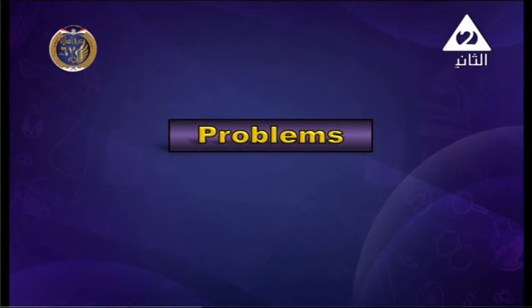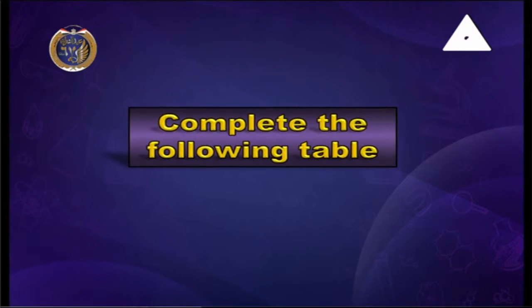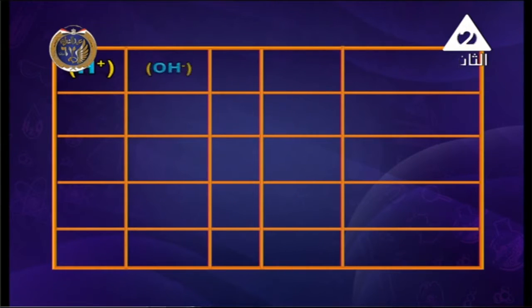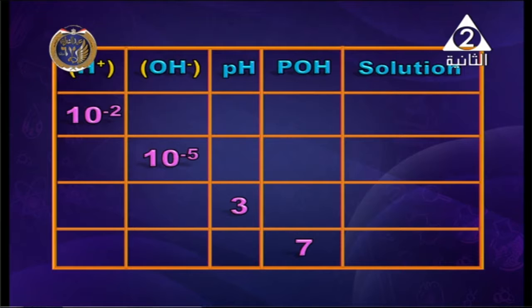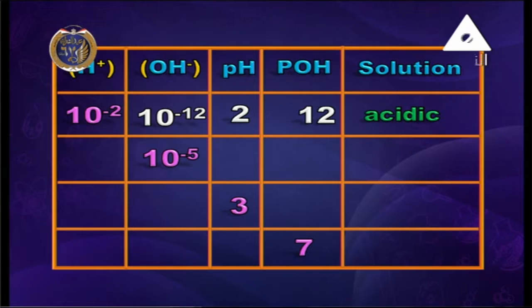We are going to discuss some problems on these values. Complete the following table. Here, the concentration of hydrogen ion, hydroxide ion, pH, pOH, and solution. These values are written in the table. We are going to complete the missing blanks. So, concentration of hydroxide ion equals 10 to power negative 12, and pH, negative log H positive, equals 2, and pOH, negative log OH negative, equals 12, and solution is acidic as pH is less than 7, which equals 2.